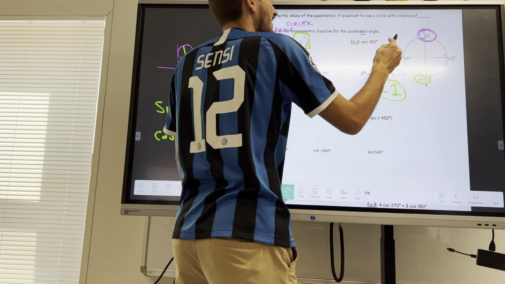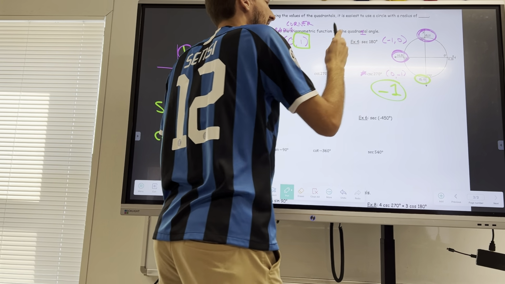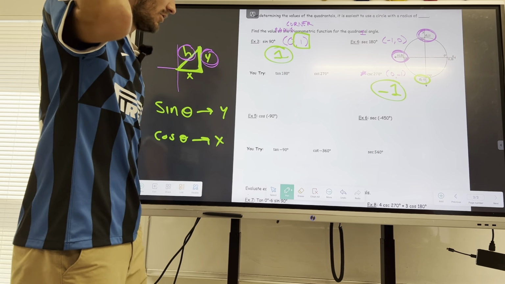Secant of 180. So that's 180's right here. -1, 0. Secant is a cosine, buddy. And cosine likes x's.